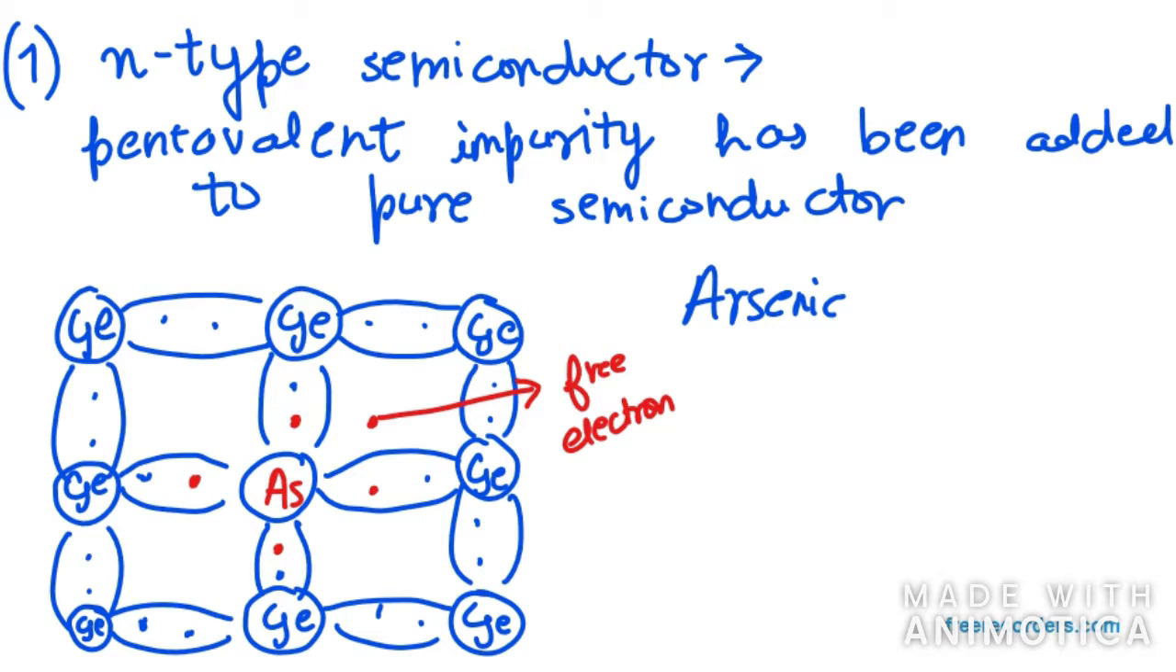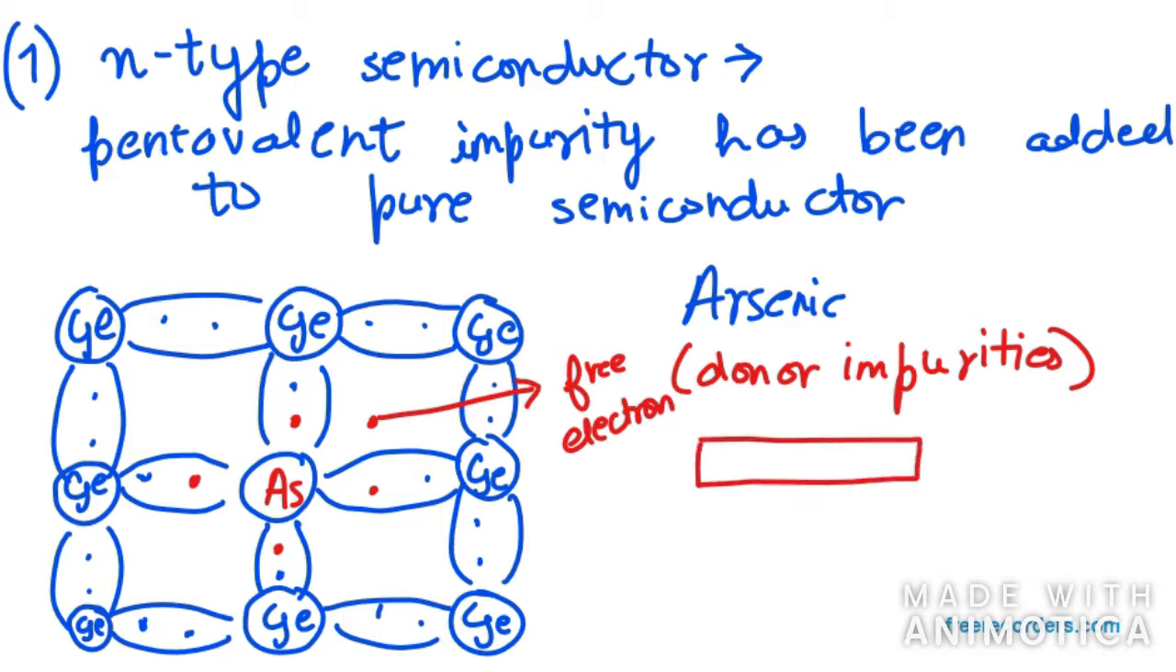Now, these impurities which produce N-type semiconductors are known as donor impurities. So these are also known as donor impurities because they donate or provide free electrons to the semiconductor. So these are known as donor impurities. Remember this. Now I would be drawing the energy band gap for the N-type. So let us make the conduction band. Let us make the valence band.